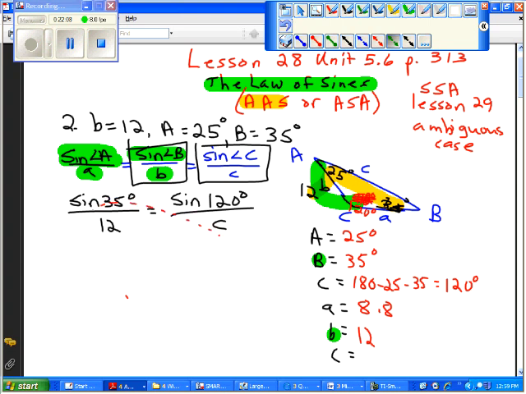So to solve, we're going to cross multiply. We're going to have c times sine 35, sine 35c, is equal to 12 times sine 120. 12 sine 120.